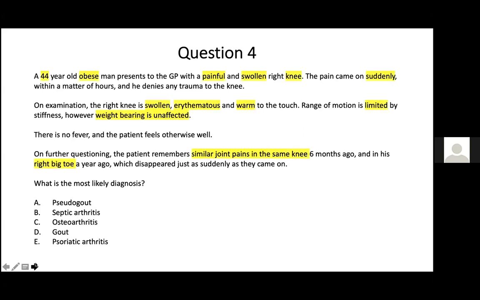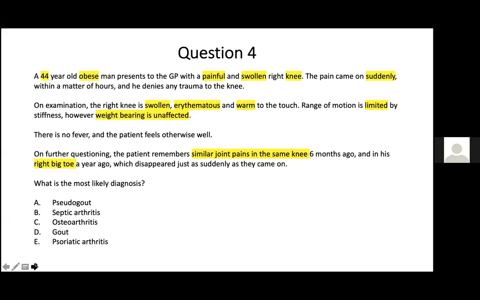So here we have a 44-year-old obese man with a sore knee. The key points in the history are that the pain came on quite suddenly, the knee is swollen and the knee is warm. His range of motion is limited, but he is able to weight bear. And curiously, he mentions that he's had some similar episodes affecting that same knee. He also mentioned a sore big toe a year ago. And again, those resolved spontaneously, he didn't need any treatment for that.